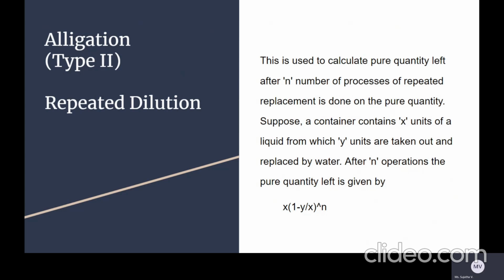This is the question. So it is given by X into 1 minus Y by X. Either you write it like that, or you can also write it as X into (X minus Y by X) raised to N. This is the pure quantity of liquid left. Let's see how we can apply it in the question.